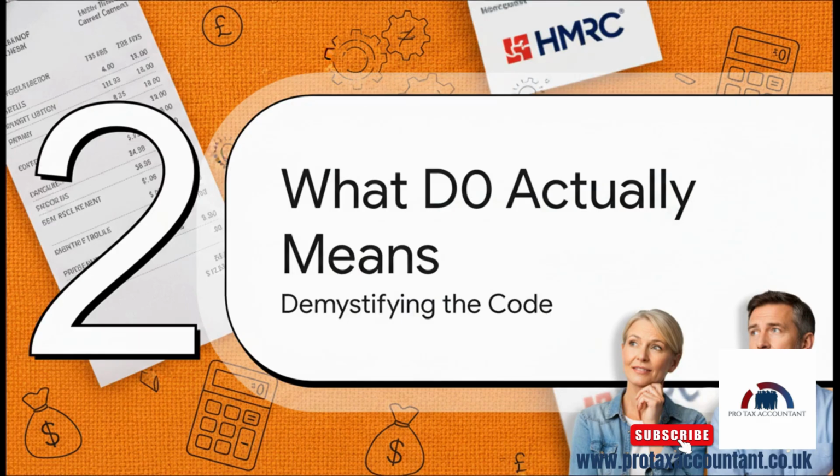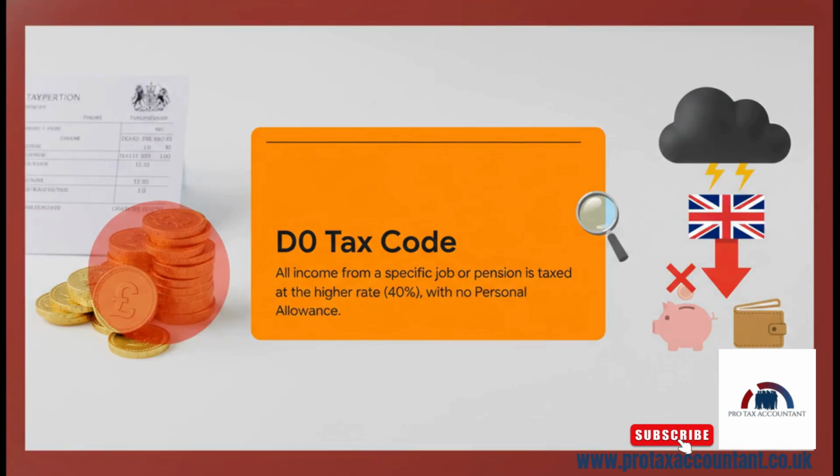Let's make this really simple. So here it is in a nutshell. A D0 tax code tells your employer to tax every single pound you earn from that job at the higher rate, which is 40%. And here's the kicker. You get no tax-free personal allowance on that income. None. Every single pound is taxed right from the start.